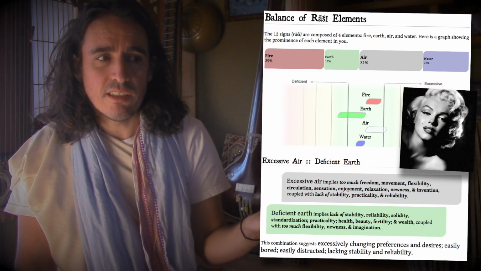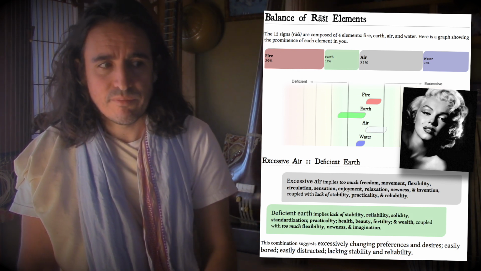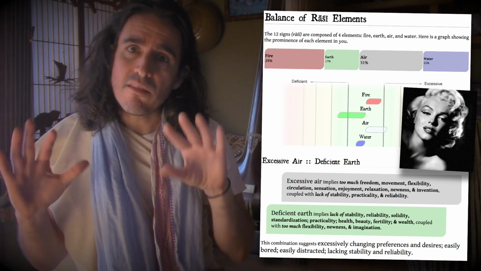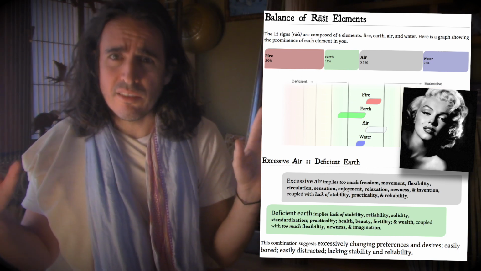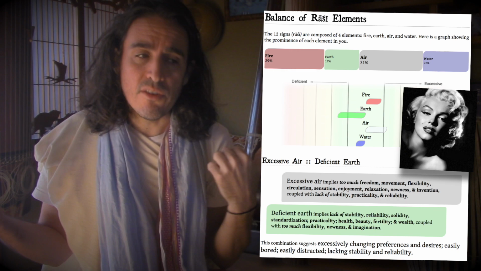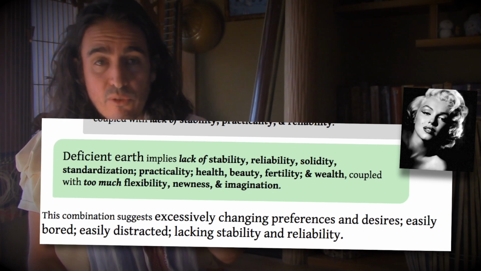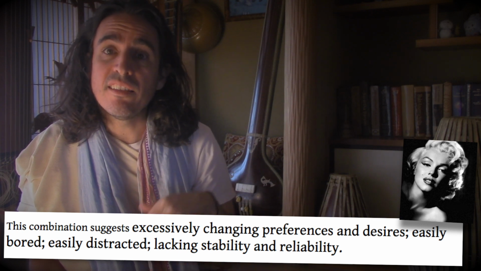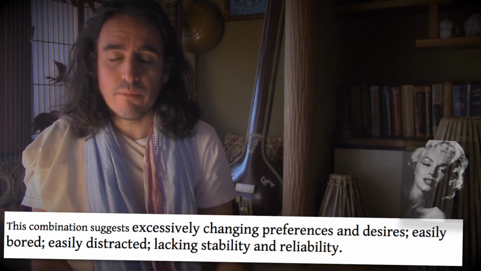Her earth is deficient, like Donald Trump, but instead of water being excessive, air is excessive. So she's got excessive air and deficient earth. When you put those two together, the opposite thing between air and earth is reliability and unreliability, stability and constant change. So that's the clash that becomes prominent when air is high and earth is low. What I say in my out-of-the-box interpretive text for excessive air and deficient earth is excessively changing preferences and desires. Easily bored, easily distracted, lacking stability and reliability.